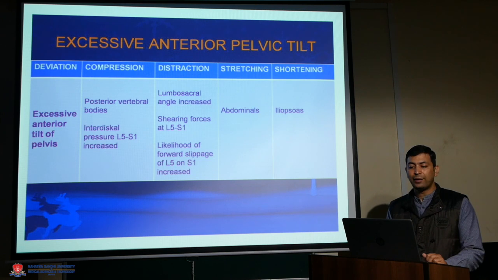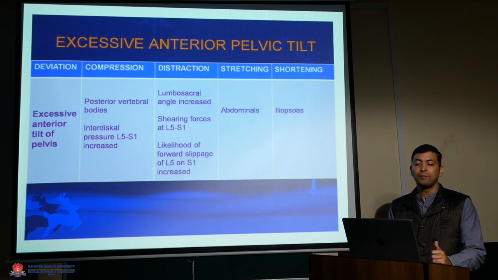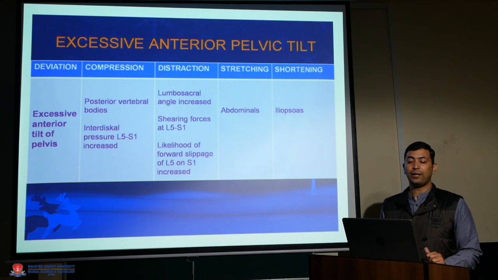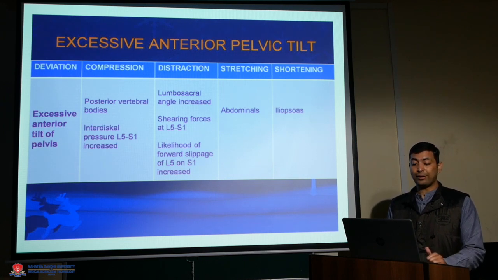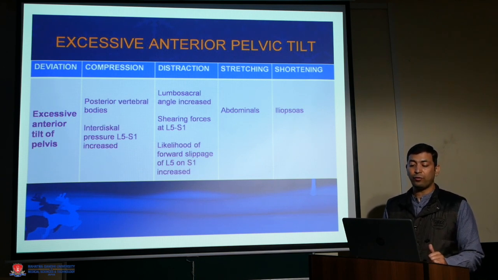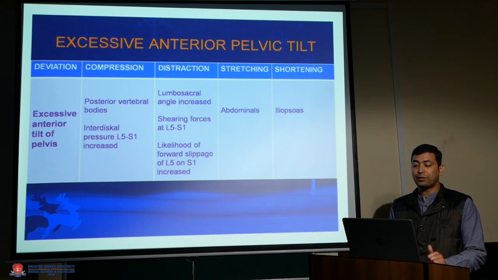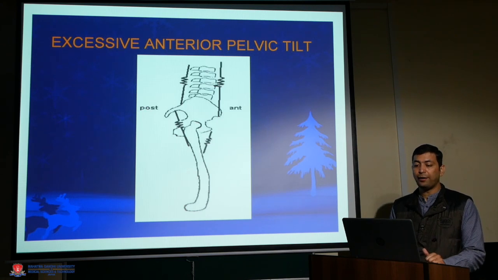So excessive anterior pelvic tilt: you can see the deviation. With excessive anterior pelvic tilt, there is compression of the posterior vertebral bodies, interdiscal pressure at L5-S1 increases, the lumbosacral angle increases, shearing force at L5-S1 increases, and the likelihood of forward slipping of L5 on S1 is increased. There is stretching of the abdominals and shortening of the iliopsoas. In excessive anterior pelvic tilt, your abdominals are weak and your gluteus is weak, while your hip extensors are tight and hip flexors are tight.